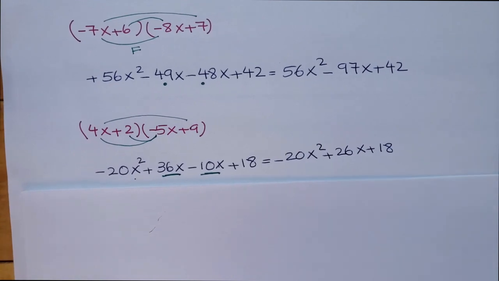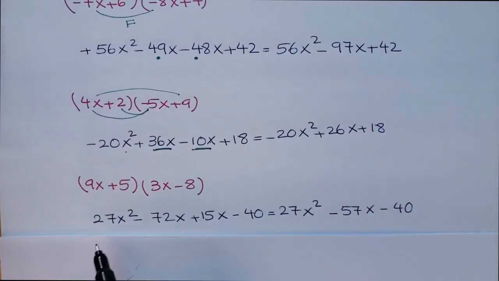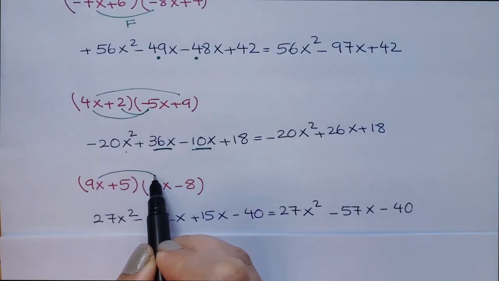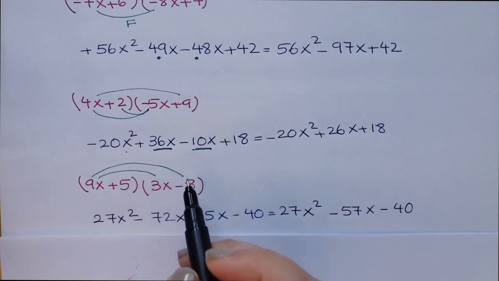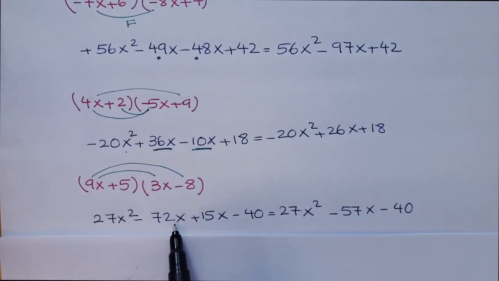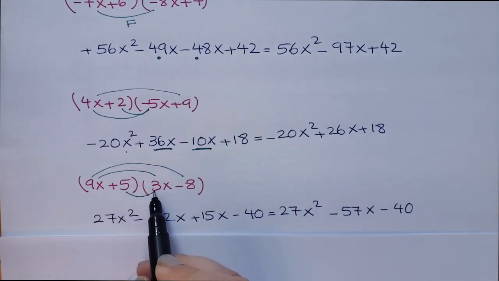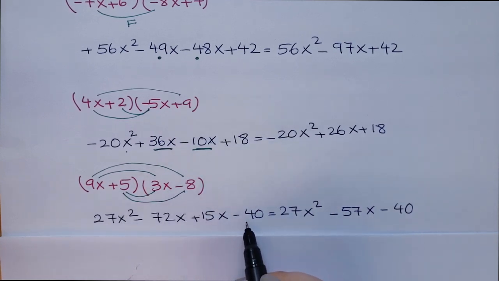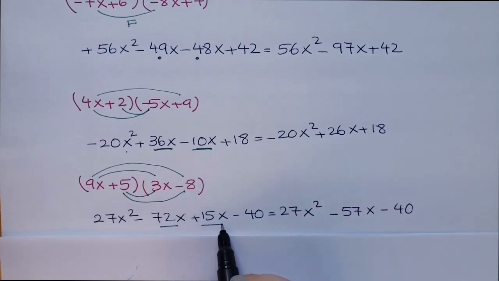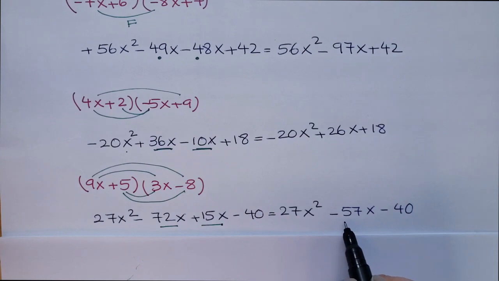One more example. So let's start with the FOIL. 9 times 3, 27, x times x, x squared. 9x times negative 8, negative 72x. 5 times 3x, 15x. 5 times negative 8, negative 40. Again, I have to find the like terms. These are the two like terms. So that turns out to negative 50x.